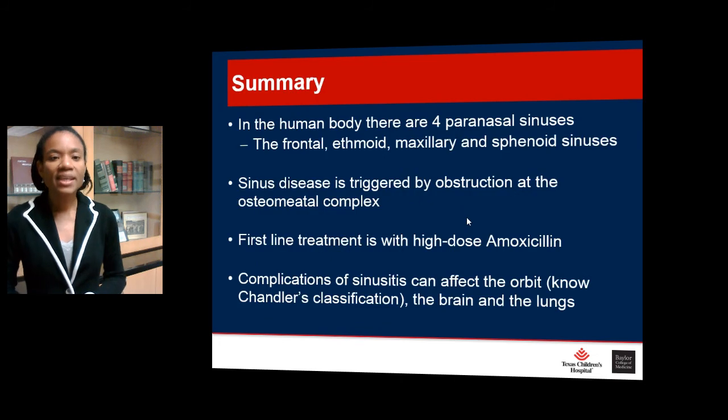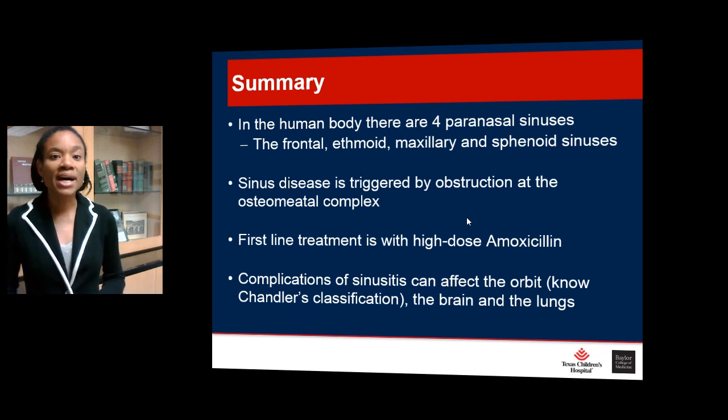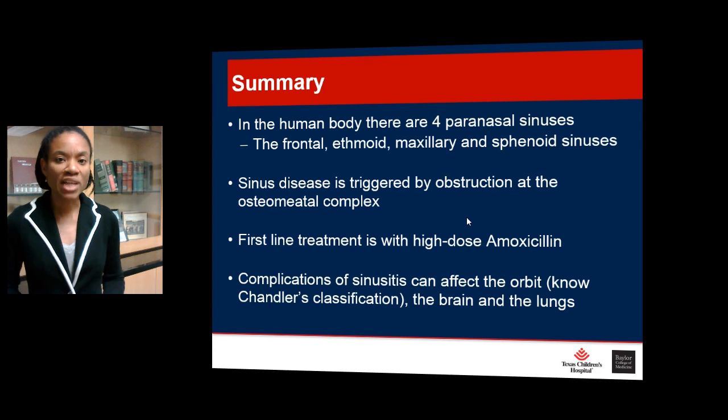In summary, in today's presentation, we learned that in the human body there are four paranasal sinuses: the frontal, the ethmoid, the maxillary, and the sphenoid sinuses. Sinus disease is triggered by obstruction at the osteomeatal complex. First-line treatment is with high-dose amoxicillin, and complications of sinusitis can affect the orbit, which is known as Chandler's classification, and also the brain and the lungs.